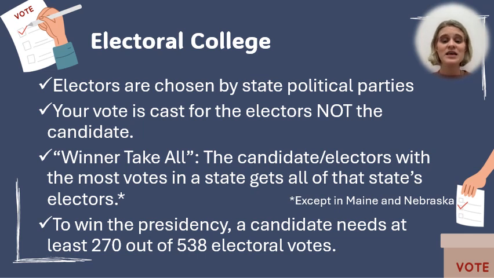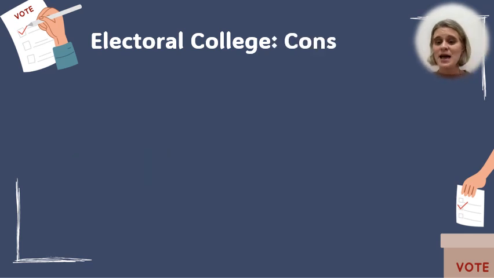But ultimately, what you need to get from this is, you vote for the electors. The electors then are granted based on the popular vote. They go and vote, give all of their votes for that one candidate, except in Maine and Nebraska, and that person that gets 270 electoral votes wins the presidency. As you can imagine, this is controversial.